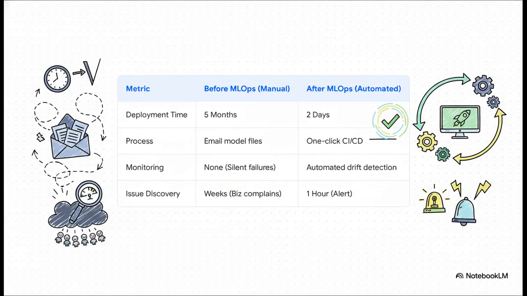And just look at this. The difference is absolutely staggering. Before they adopted MLOps, getting a single model deployed took them 5 months. Think about that. The process was literally data scientists emailing model files to engineers. Can you imagine? After MLOps, 2 days. With a one-click deployment pipeline. And look at monitoring. They went from having no monitoring, where issues were only discovered weeks later when the business started complaining, to having automated alerts that would flag a problem within 1 hour. That's just a different universe.